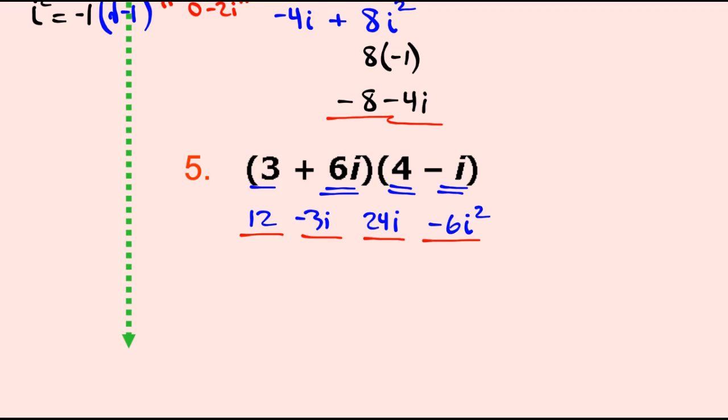So in this case, we had to do kind of a little FOIL or double distribute, and we have an i squared. So what do I do with that? Drop the i squared, change the sign. So really this is a positive 6. So when I add that to 12, I get 18. And then 24 plus negative 3 is plus 21i. Good. So never leave an i squared in your answer. Always just change the sign and drop the i squared.